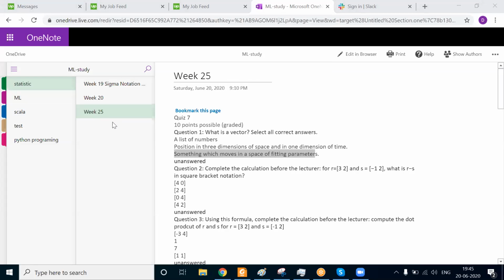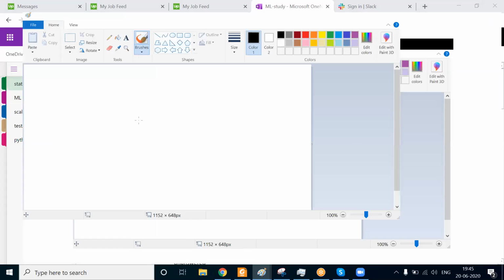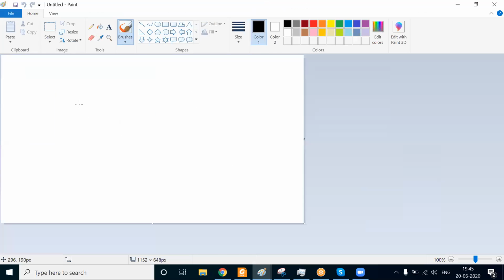Let me know once you can see my Paint screen. Okay. Because there is a lag in the Zoom meeting, I will be as slow as I can. Can you see the Zoom screen? Yes. Paint screen? Yes. Okay.